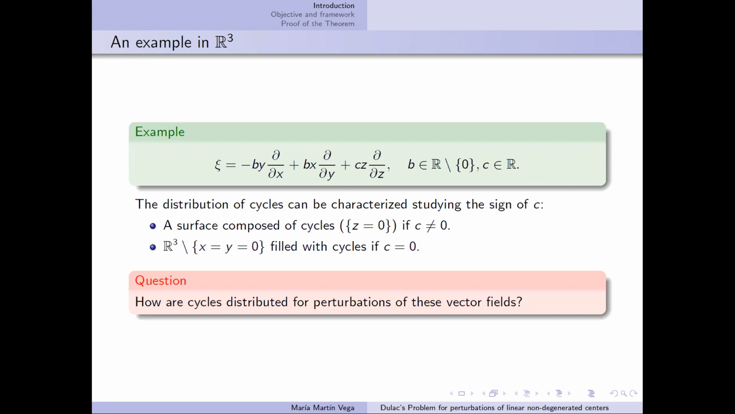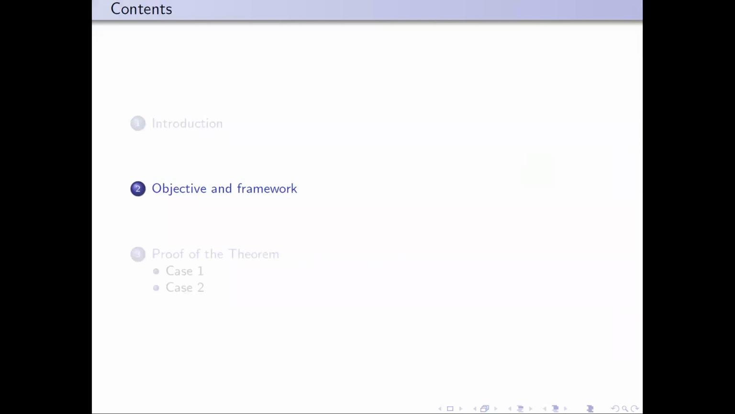In this case, it's easy because we only have a linear vector field, and we can find two possible behaviors. If C is different from 0, we only find a surface that is composed of cycles. But if C is equal to 0, we have a line of singularities, and all the space except this line, which is just the z-axis, is filled with cycles. So the question is, how are the cycles distributed for perturbations of this kind of vector fields?